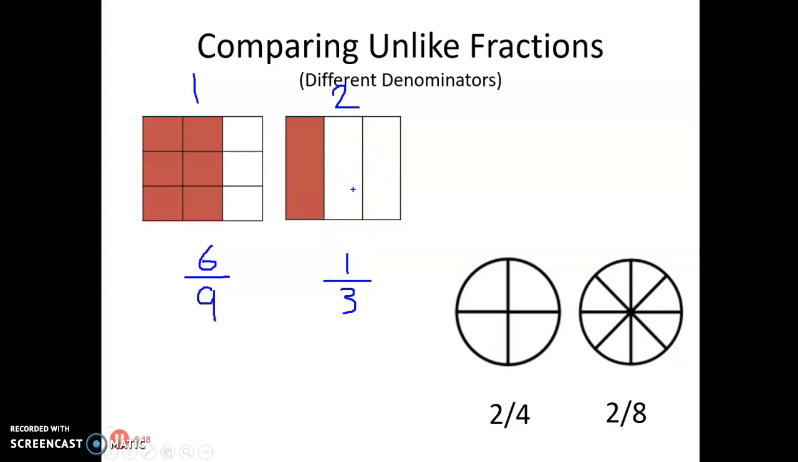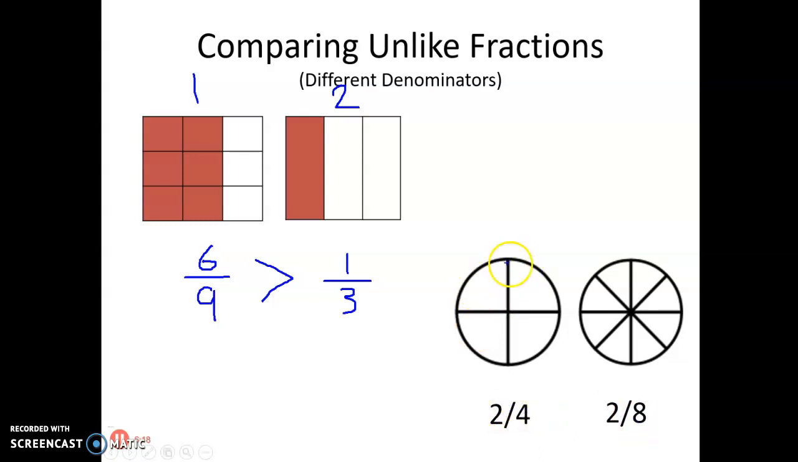So now we have to look at it and see which one has the greater amount. Well, rectangle 1 has almost double the amount that rectangle 2 has. So my alligator mouth is going to look at 6/9. So 6/9 is greater than 1/3. So down here, again, my denominators are different, but my numerators are the same. Let's see how that plays out.